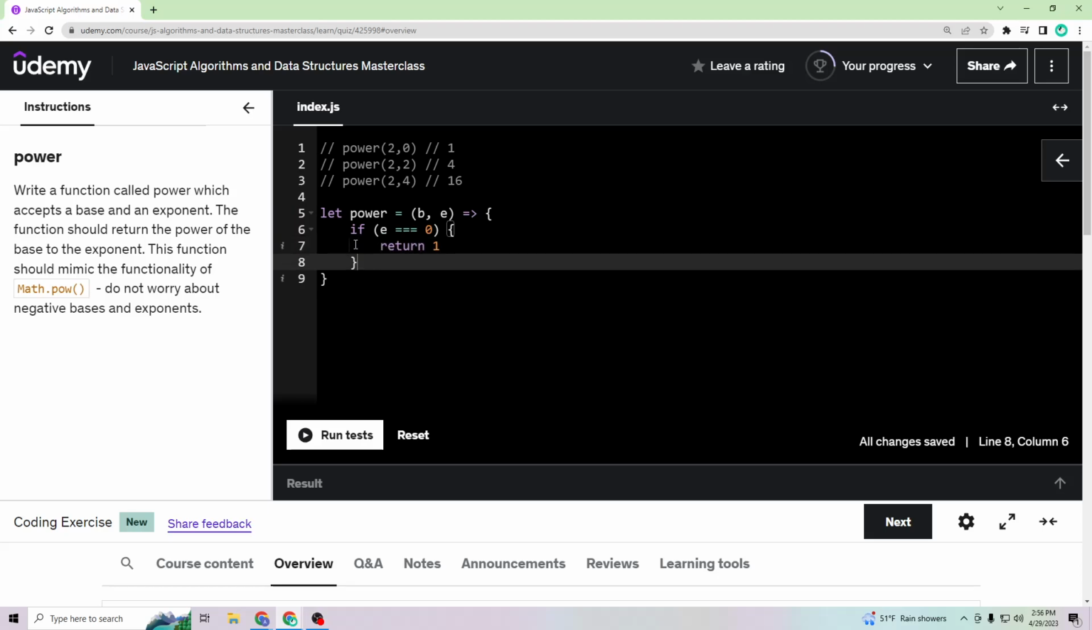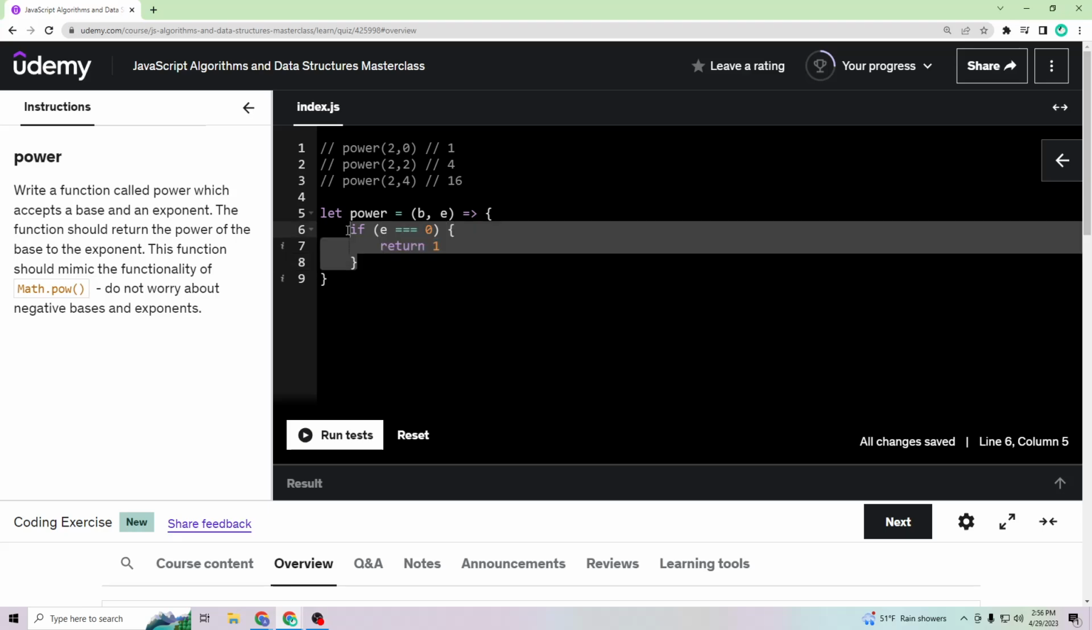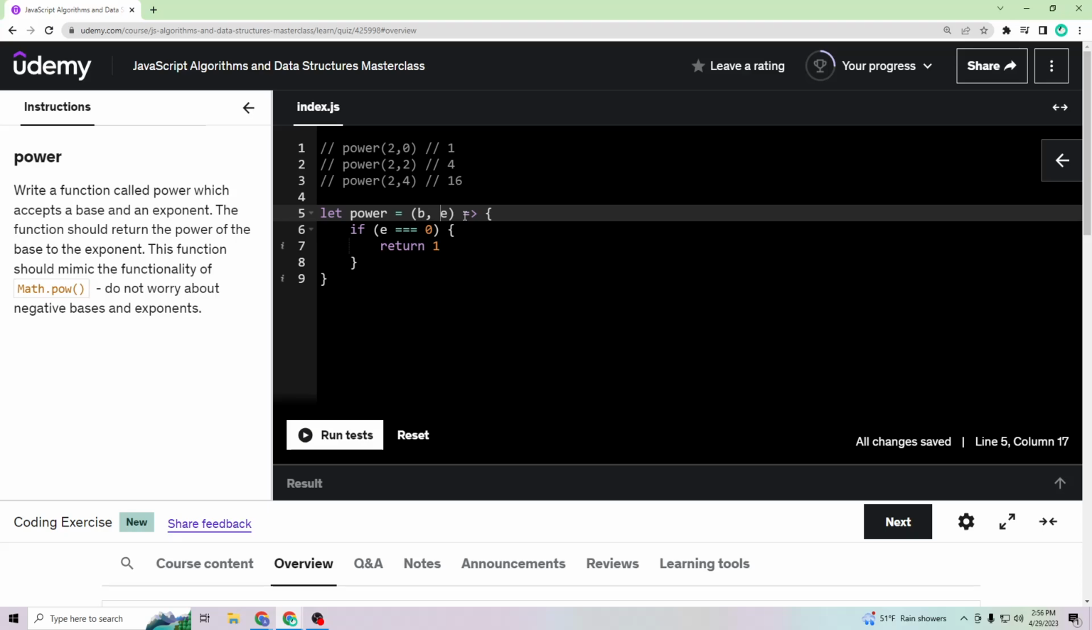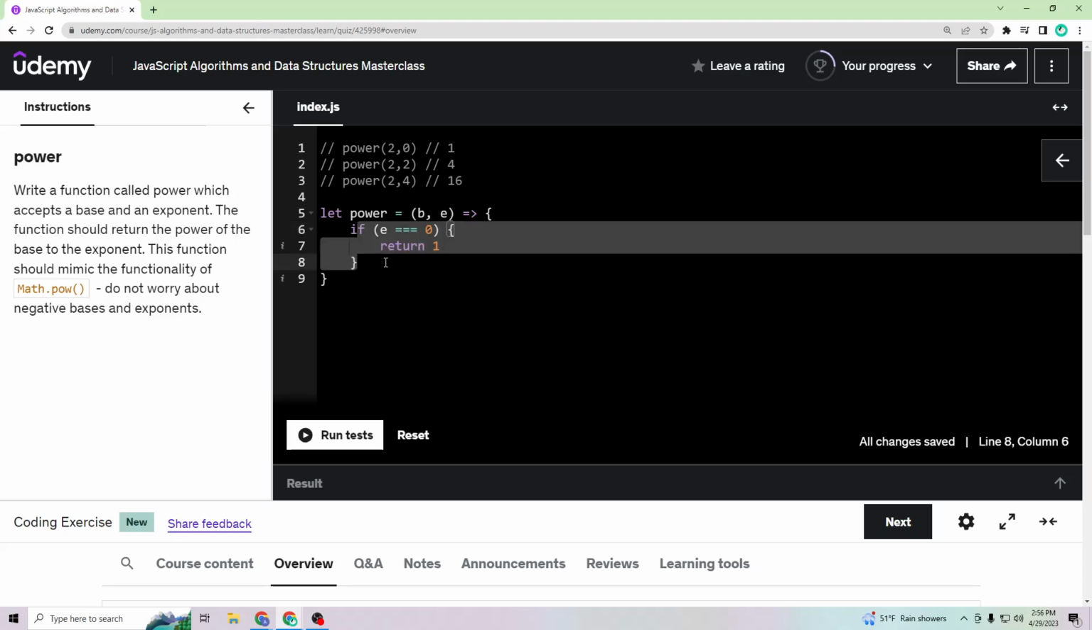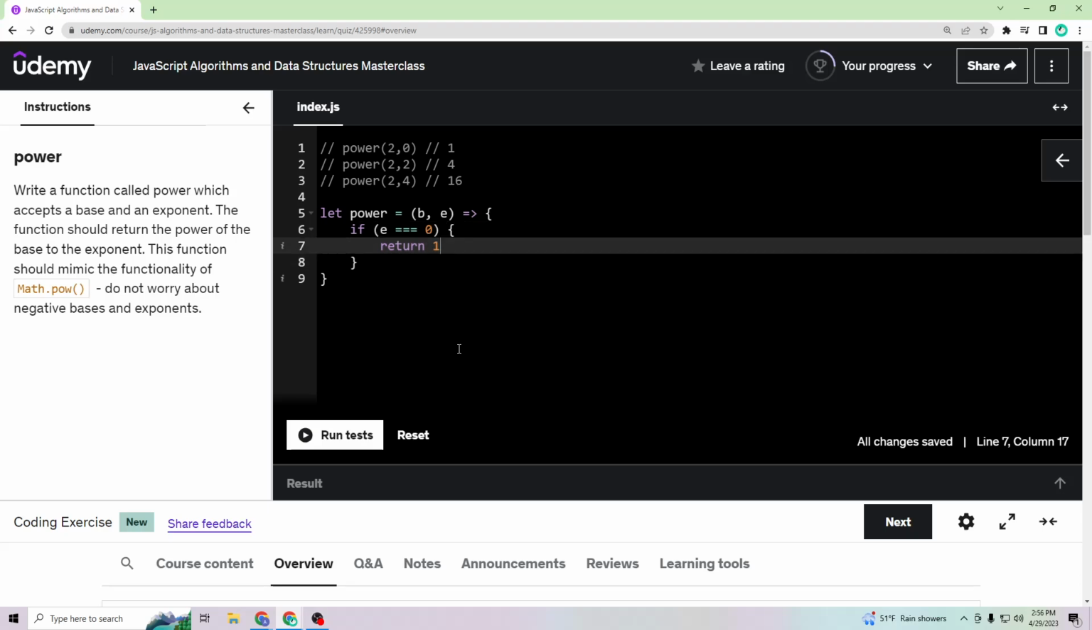And so this is good so far, I believe, because if e is originally a 0 in the input, then we're immediately going to go into this condition and we will have a return value of 1, which is what we want because anything raised to the 0 power should be getting us back to being a 1. So that's nice.